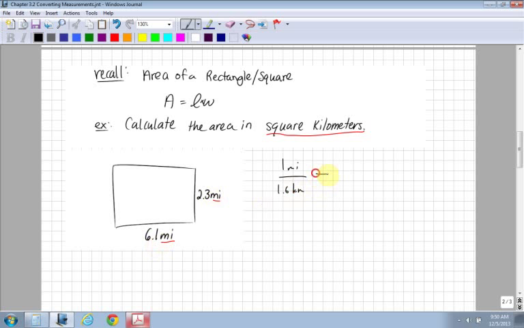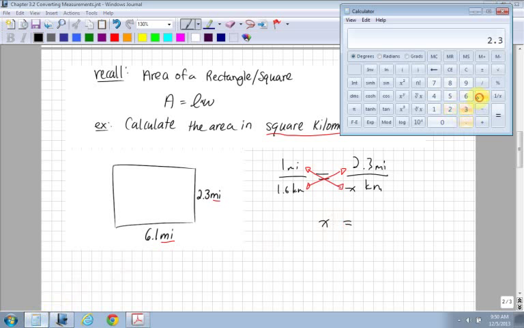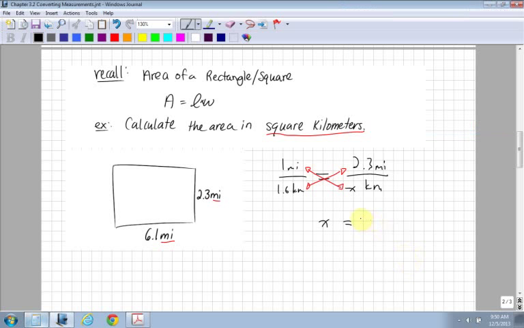And I have each one of these things, so I'm going to have to do 2 conversions. I recommend doing it this way. So I have 2.3 miles on top over, I don't know how many kilometers, so I'm going to say x because I'm converting it to kilometers. So I go down like this, cross multiply. So I get 1 times x again, which is really easy, just x, which is equal to 2.3 times 1.6, which is 3.68.